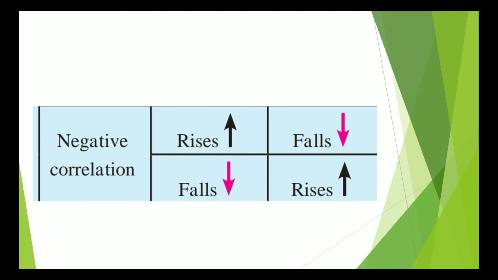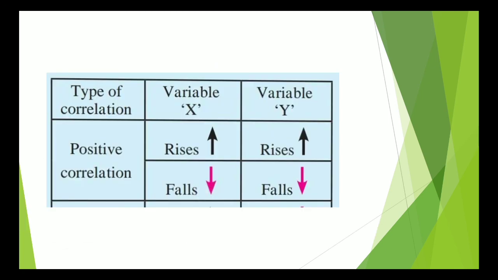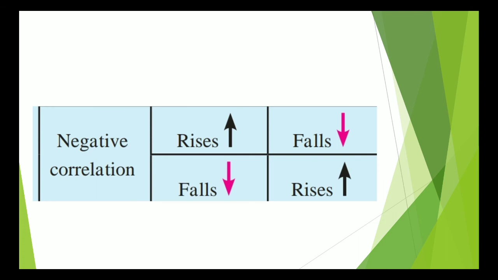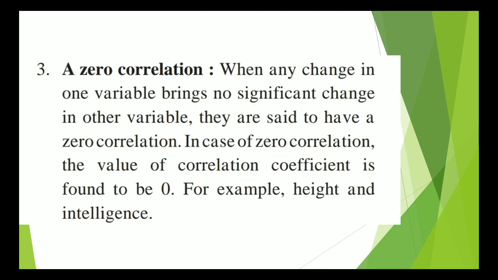In positive correlation, both of them increase together or both of them decrease together. See over here, it increases together or it decreases together, whereas in negative, one increases, one decreases, or one decreases or one increases. Fine. The last correlation is a zero correlation.